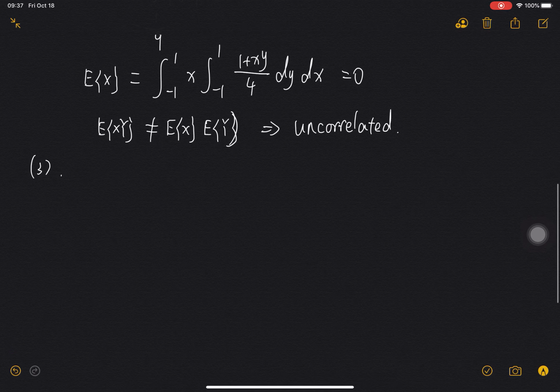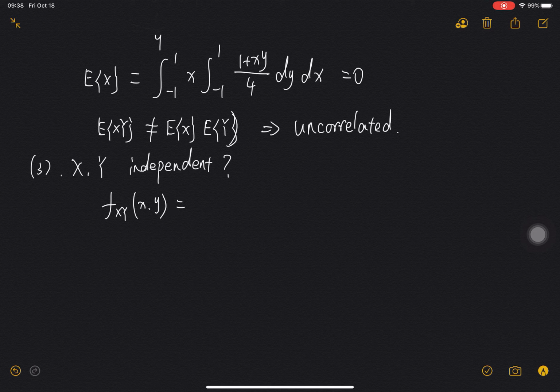And the third question asked us if they are independent. So if we want to know if two random variables are independent or not, we need to find their density functions, right? So if the joint density function equals the product of the two density functions, then we know that they're independent.